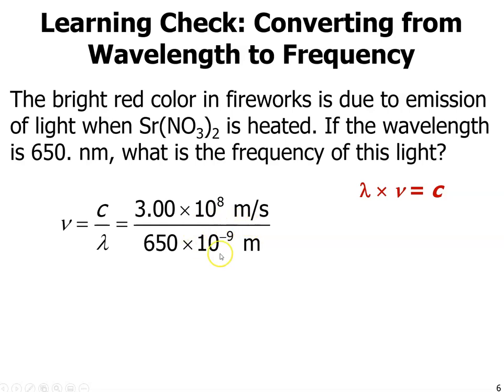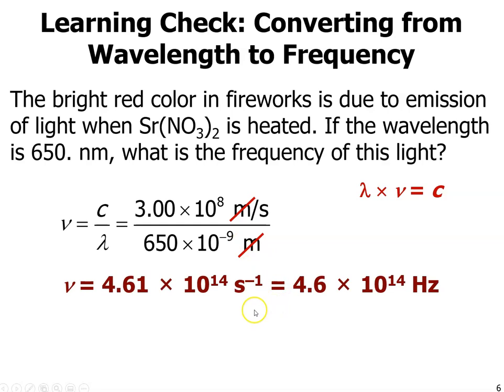So that's one of the other things that we had to do here, a conversion factor to convert this to meters. Those cancel out, and then I plug in 3 times 10 to the 8th power divided by 650 times 10 to the negative 9th power. When you do that, you should get something like 4.6 times 10 to the 14th power per second, right? This second over here drops to the denominator, so it's an inverse one. That's per second. That's also equal to hertz.